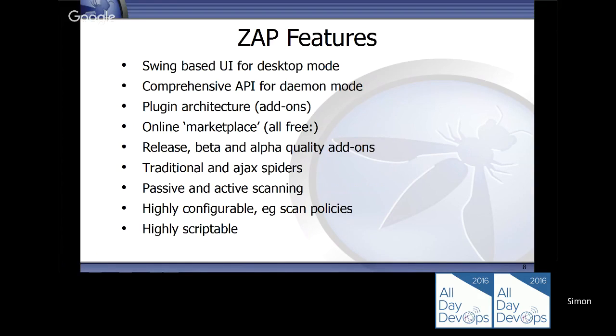ZAP is highly configurable. We know that it's very difficult to set ZAP up to be ideal for every possible application because there are so many different configurations out there. So we make ZAP very tunable, although we try to make sure the defaults are kind of sensible, particularly with scan policies. The scan policies define how the ZAP scanners, both passive and active scan rules, work, and those are very, very configurable. It is also highly scriptable, so you can run scripts within ZAP, and they have full access to all of the functionality and all the data within it.